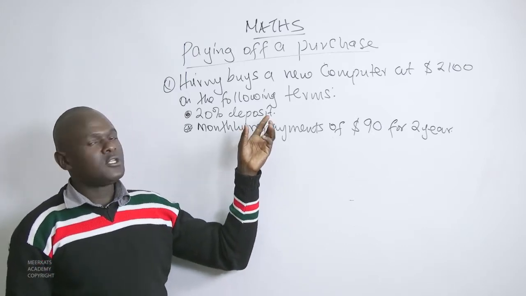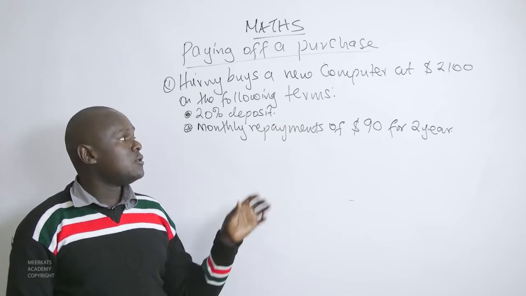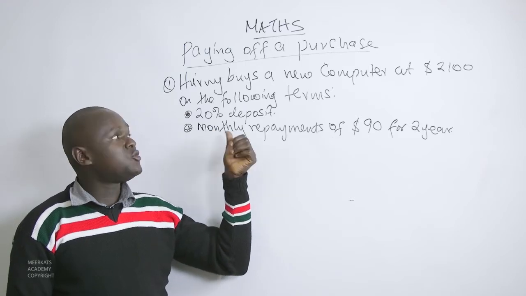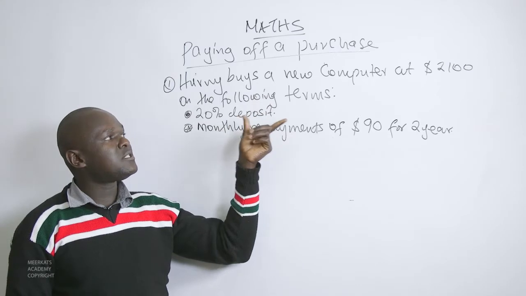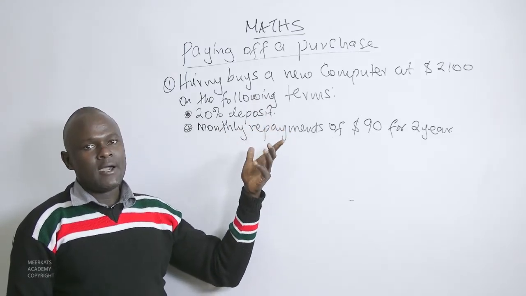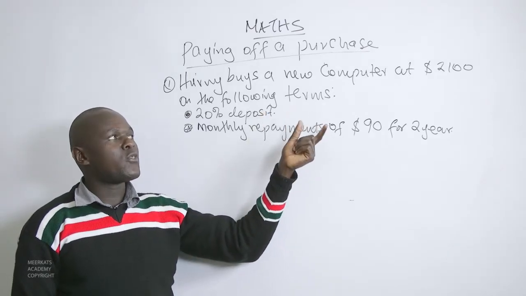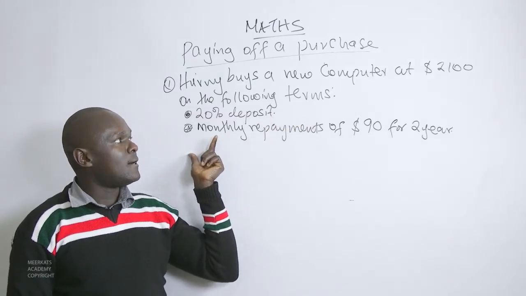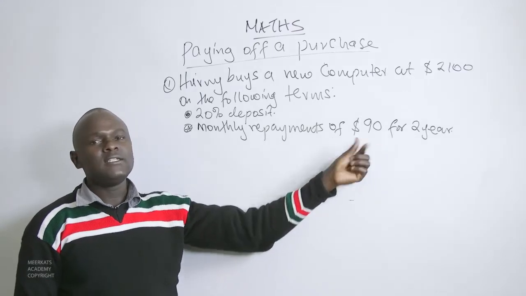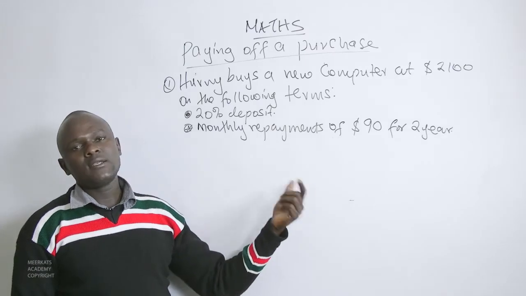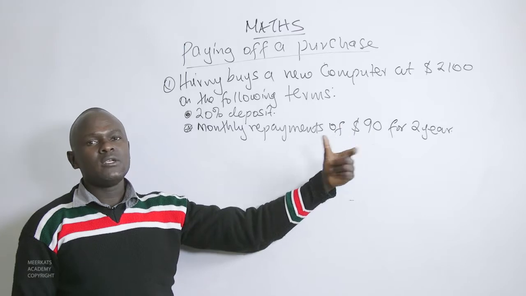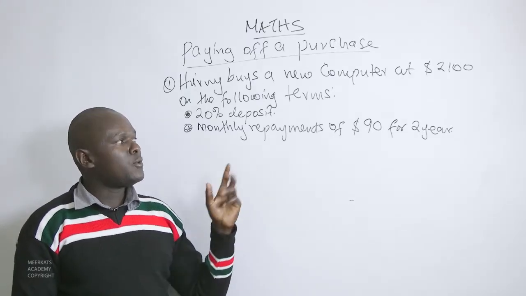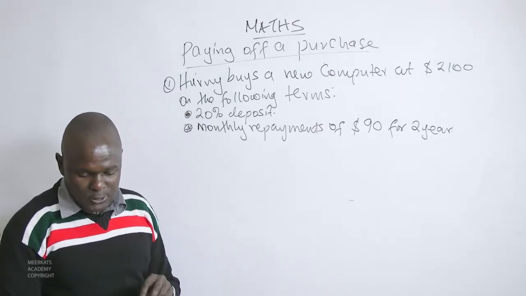Before we solve this question, it is good that we understand the question we are dealing with first. We have a 20% deposit. This deposit is 20% of the original price, or the cash price. And what are we talking about? We are talking about a cash price of $2,100, so the 20% will be 20% of that amount. Then Harry is required to make monthly repayments of $90 for 2 years. We also need to understand how many months that will be, because that will determine the number of repayments Harry is supposed to make. Armed with those two ideas, we can now move on and solve the questions.